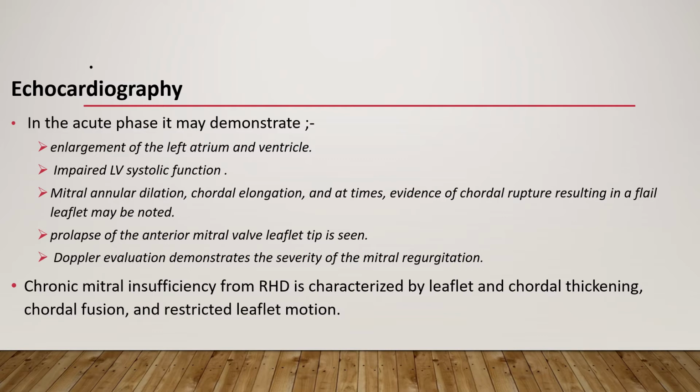Doppler evaluation demonstrates the severity of the mitral regurgitation. The chronic mitral insufficiency from rheumatic heart disease is characterized on echocardiography by leaflet and chordal thickening, chordal fusion, and restricted leaflet motion, whereas the acute one is characterized by annular dilatation, chordal elongation, chordal rupture, and also mitral valve leaflet prolapse. The chronic changes such as leaflet and chordal thickening, chordal fusion, and restricted leaflet motion may lead to stenosis, but poor coaptation of abnormal leaflets can also lead to variable degrees of regurgitation. Sometimes cardiac catheterization and other diagnostic modalities can be done, but it is not required most of the time.